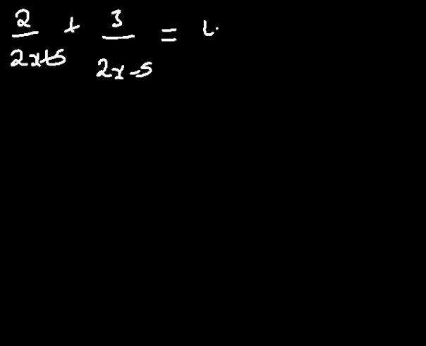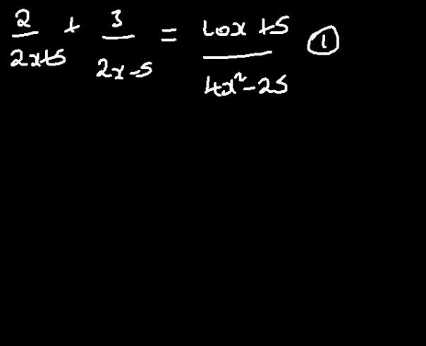And how about, let's say, if we have something like this? Let's say 2 over 2x plus 5, plus 3 over 2x minus 5. That should be equal to 10x plus 5, divided by 4x squared minus 25. So how do you think we should solve for that one? Try that at your own time.